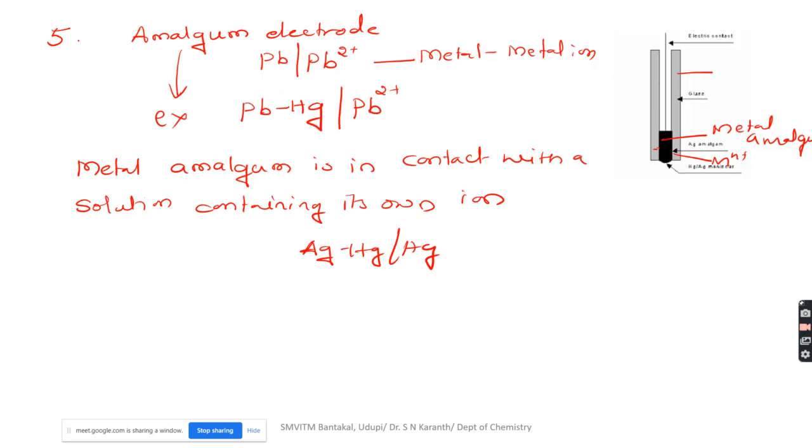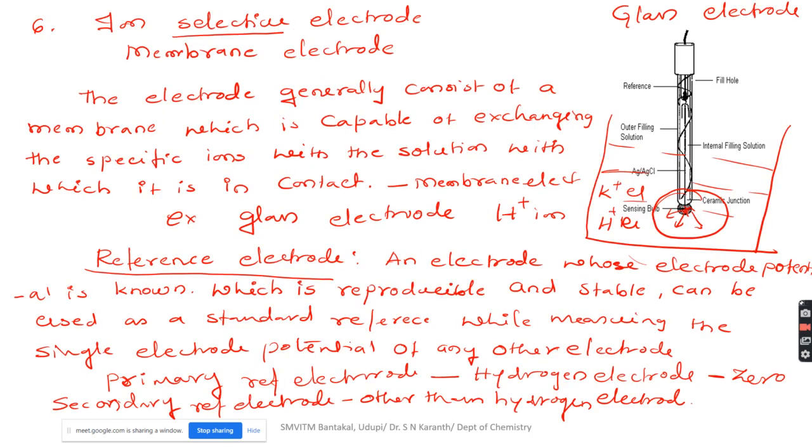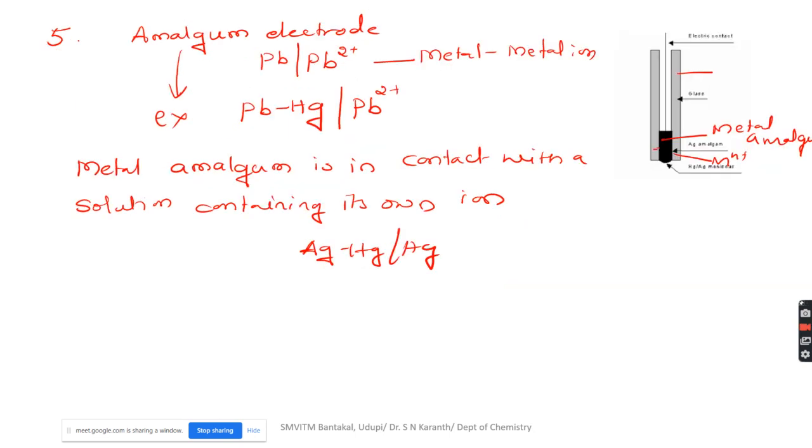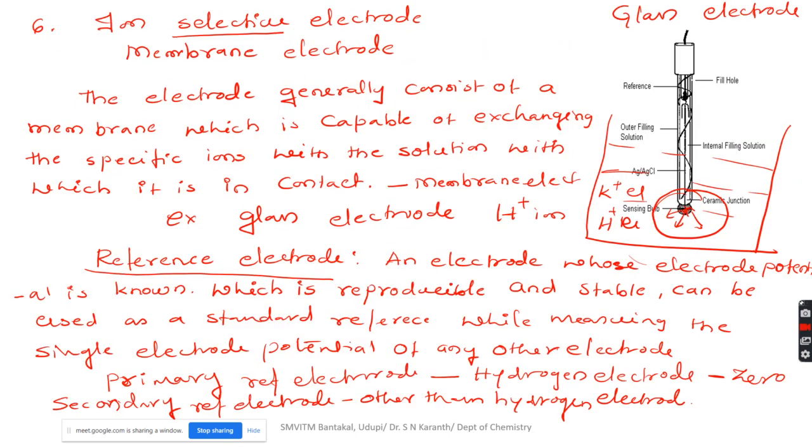The amalgam electrode is similar to the metal, metal ion electrode. Here a metal amalgam is in contact with a solution containing its own ion. And the ion-selective electrode, generally called a membrane electrode, is capable of exchanging a specific ion with the solution with which it is in contact.